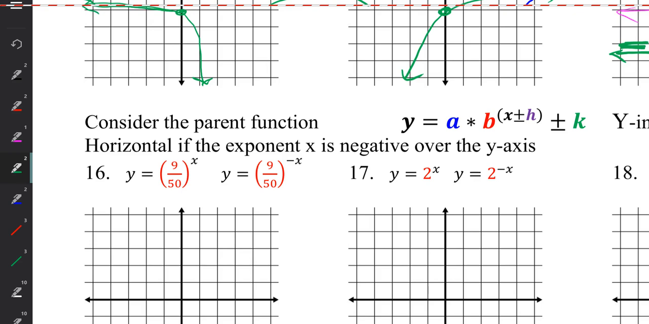All right, 9/50ths. Growth or decay? What do you think, Mary and Matt? Growth or decay? 9/50. Decay. Mary, you agree? Because it's less than 1. So let's draw a decay, guys. There's basic decay.